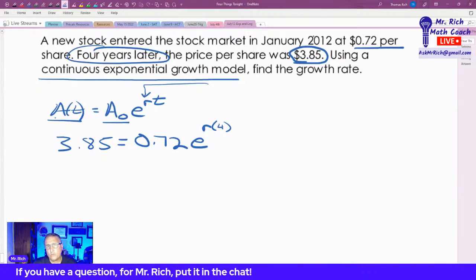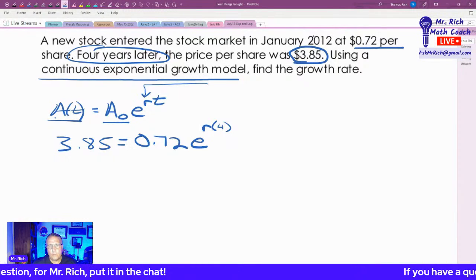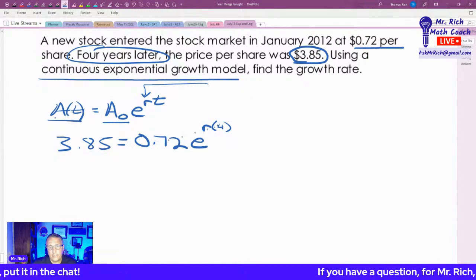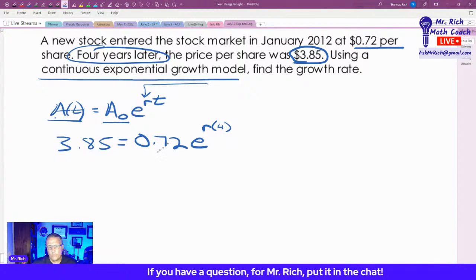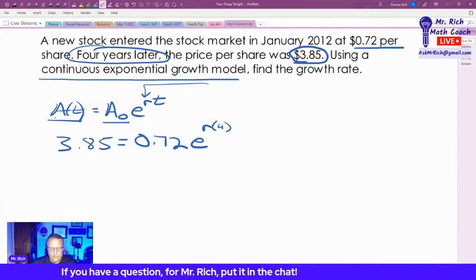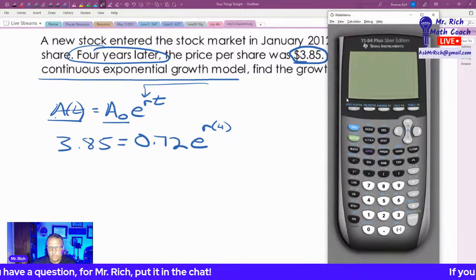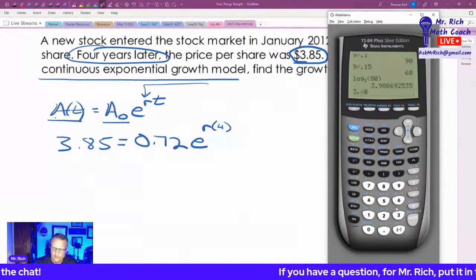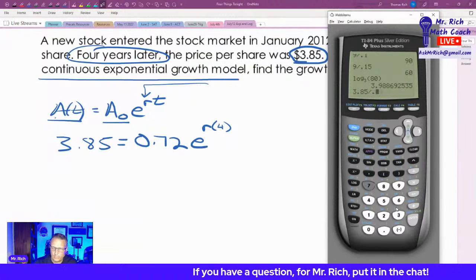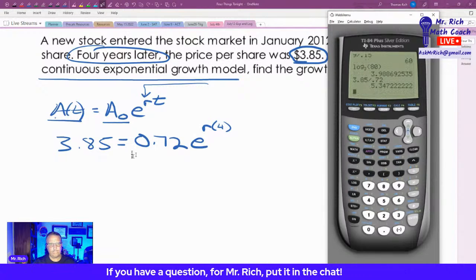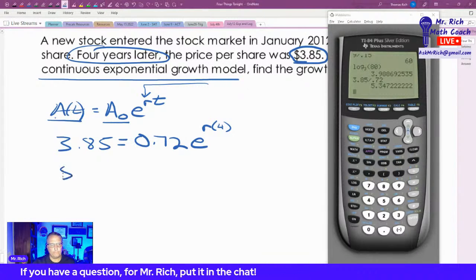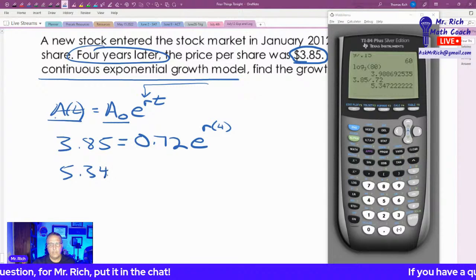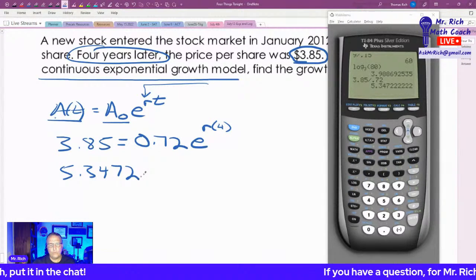So this is an exponential function. First of all, we're going to isolate our exponential portion by dividing by 0.72. So I will get out the TI-84 and we'll do this. I'm going to take 3.85 and divide that by 0.72. That's going to give me 5.3472 is equal to e to the 4r.